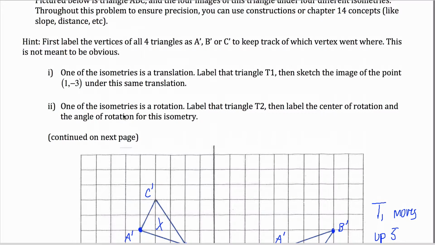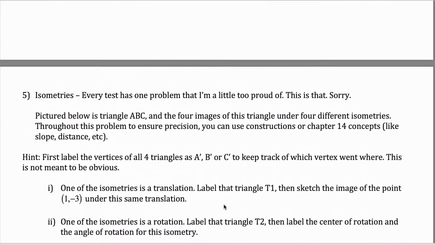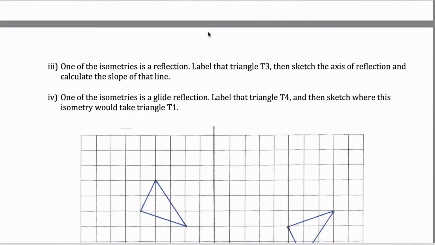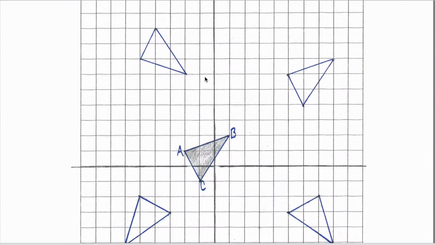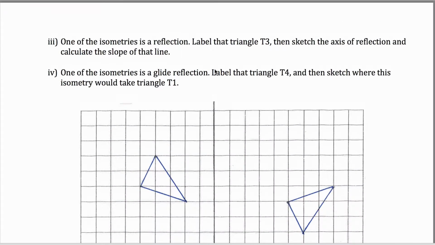I think I've done everything, so I guess I can move on from this problem. I think I'm going to keep it in the same video because it's still question number 5. Question number 5 asks you to talk about these two guys. It says one of these guys is a reflection, one's a glide reflection, and kind of deal with those.